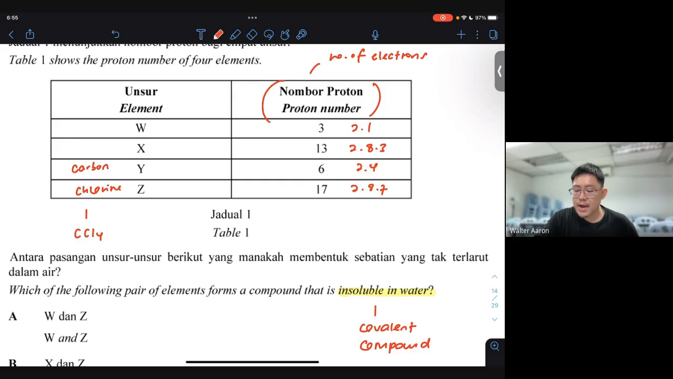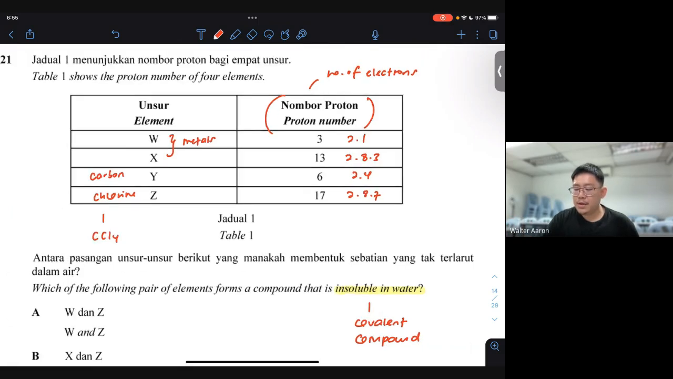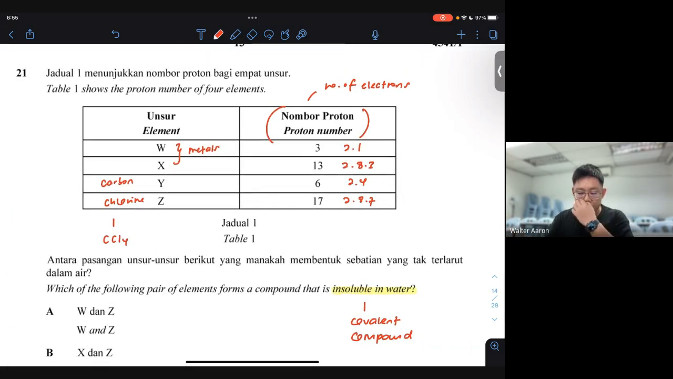Whereas W and X are both metals. So if they combine with, for example, Z, they'll form ionic compounds instead. And ionic compounds, like I said, are usually soluble in water. For that particular reason, the answer is D.